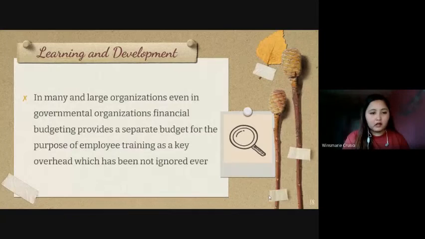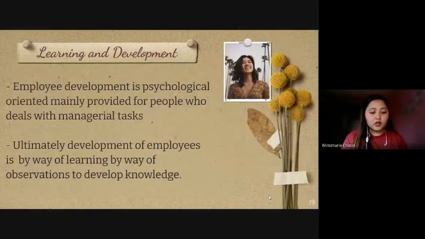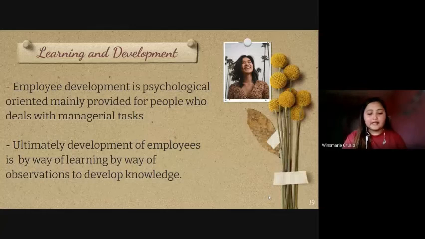In many large organizations, even governmental organizations, financial budgeting provides a separate budget for employee training as a key overhead, which has never been ignored. Employee training is very expensive, especially in information technology companies, which spend a large amount on training their employees. The frequency of training is high because technology is not constant and is continuously updated. Therefore, to make employees aware of new technology and update their skills accordingly, training is more frequent than in other industries.